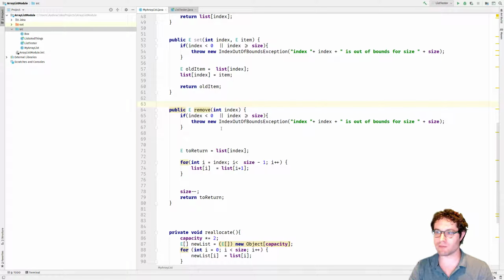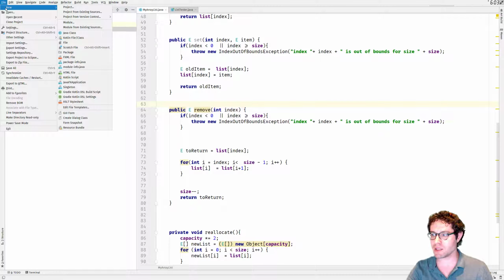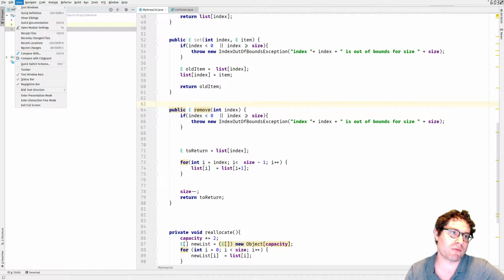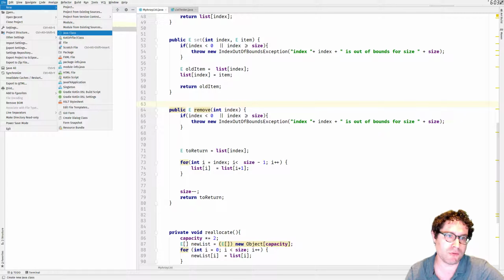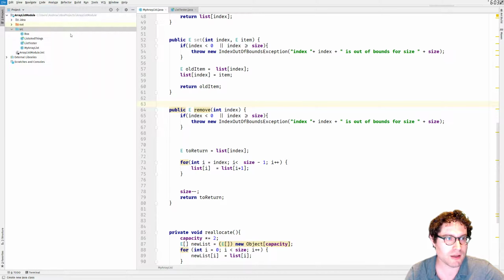Let's continue on with our next module. For this module, we'll need to use the array list that we wrote from the previous module. So that's why I haven't moved to a new project.